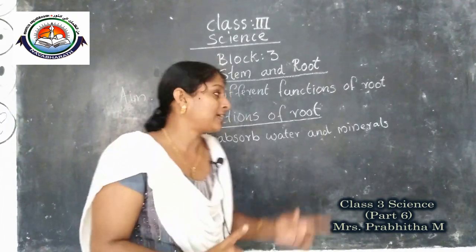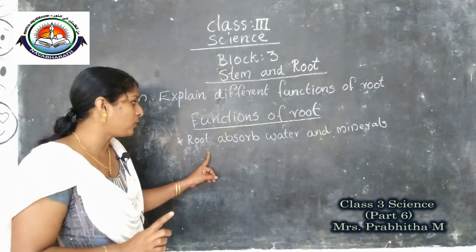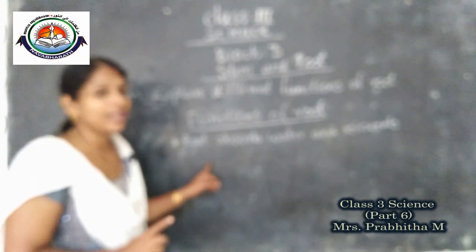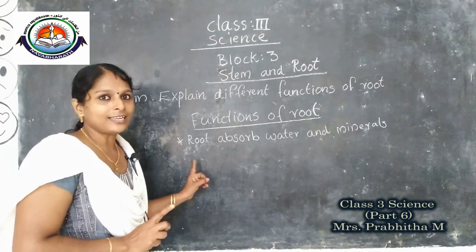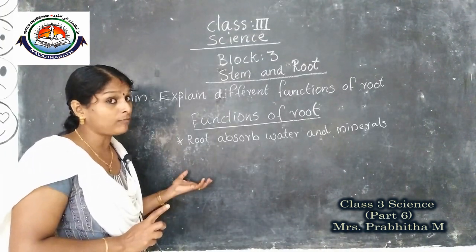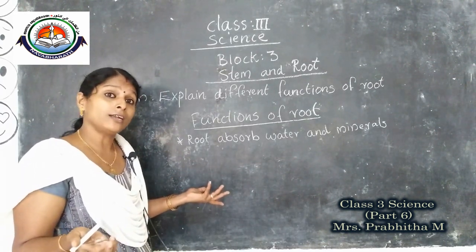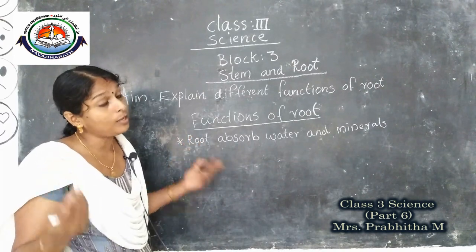Got it? Okay, so what is the first function of root? Root absorb water and minerals from the soil. Okay, that is the first function. So no root, then what happened? The plant do not get water and minerals. Got it? So the plant will die.